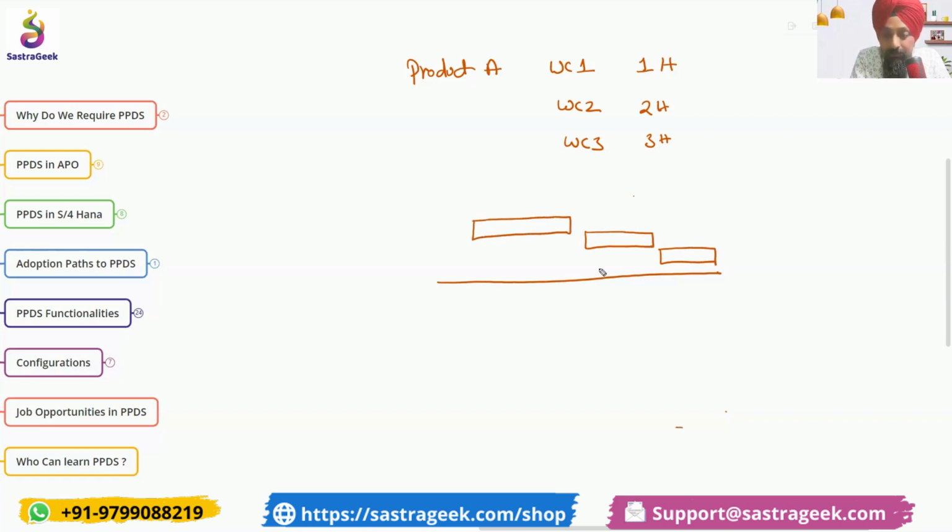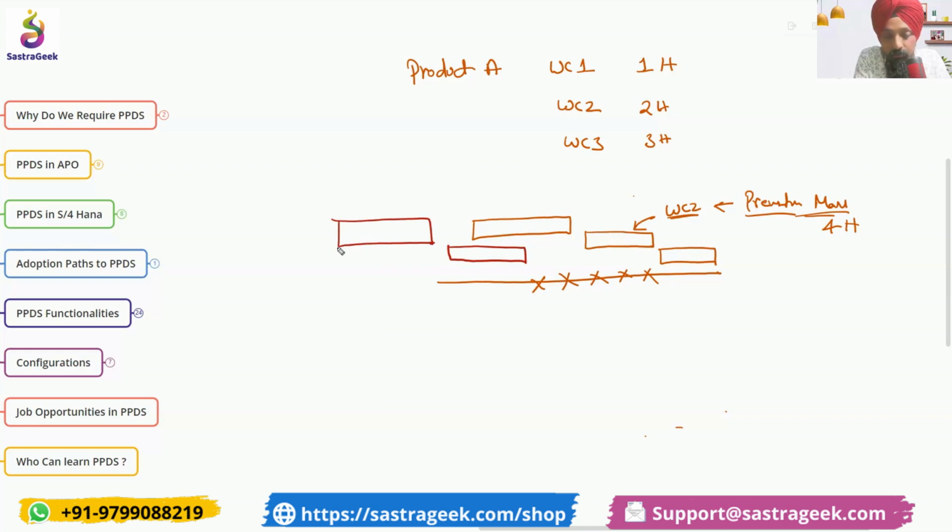right? But let's say this work center 2 is under preventive maintenance for 4 hours. So actually, these 4 hours, this work center is not available. So the expectation should be from the planning, that planning should be able to understand, and this operation it should suggest that it needs to be produced here and this one produced here. So it should start from here.